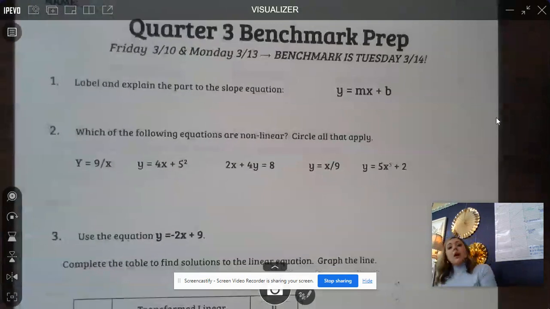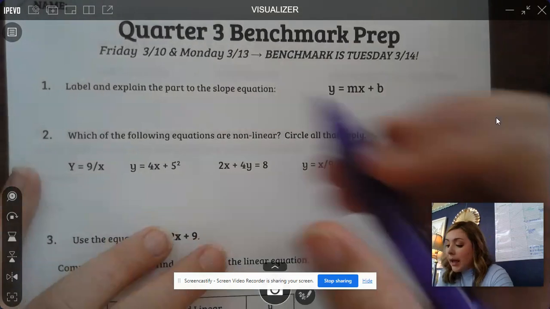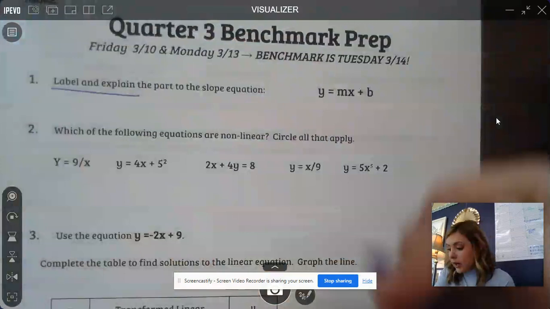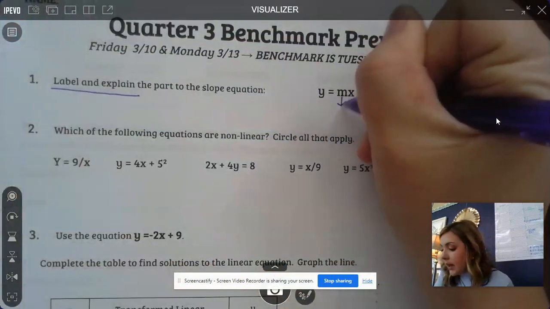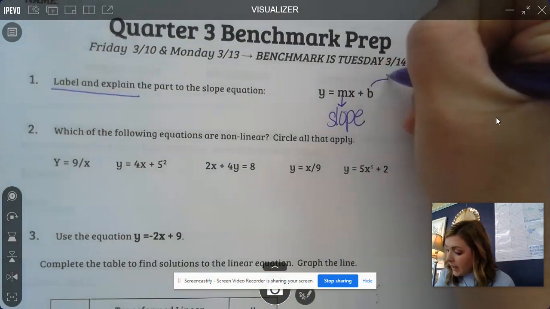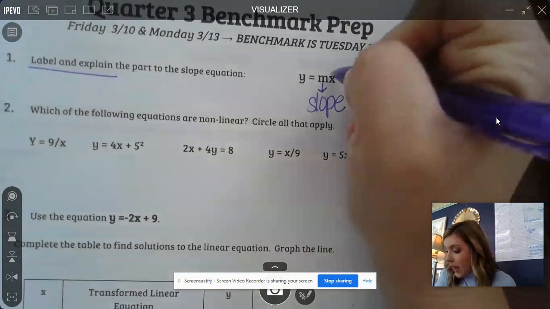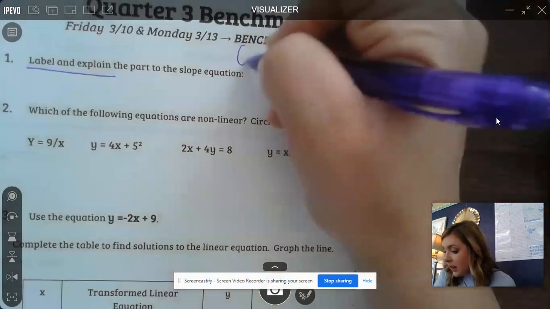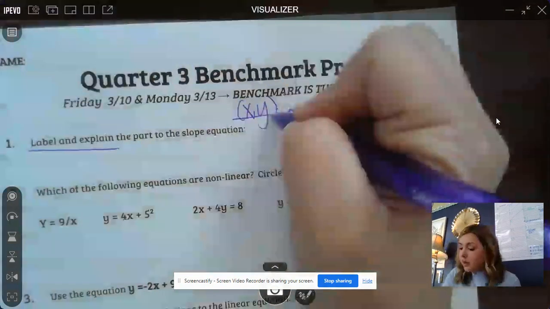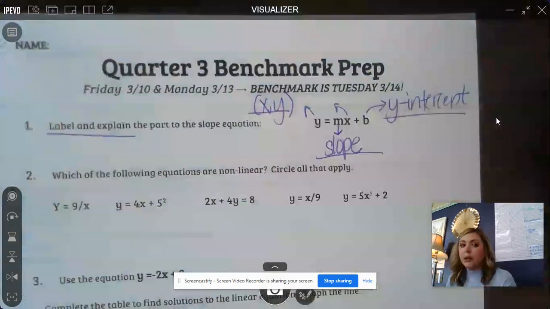Number 1, you have to be able to know the parts of this equation and follow all your directions. This didn't just say to label, it said to label and explain. So we need to understand that M is our slope, B is y-intercept, and X and Y is an ordered pair. That makes it true. Okay, so I have them labeled. I'm going to take a couple of extra words to explain.